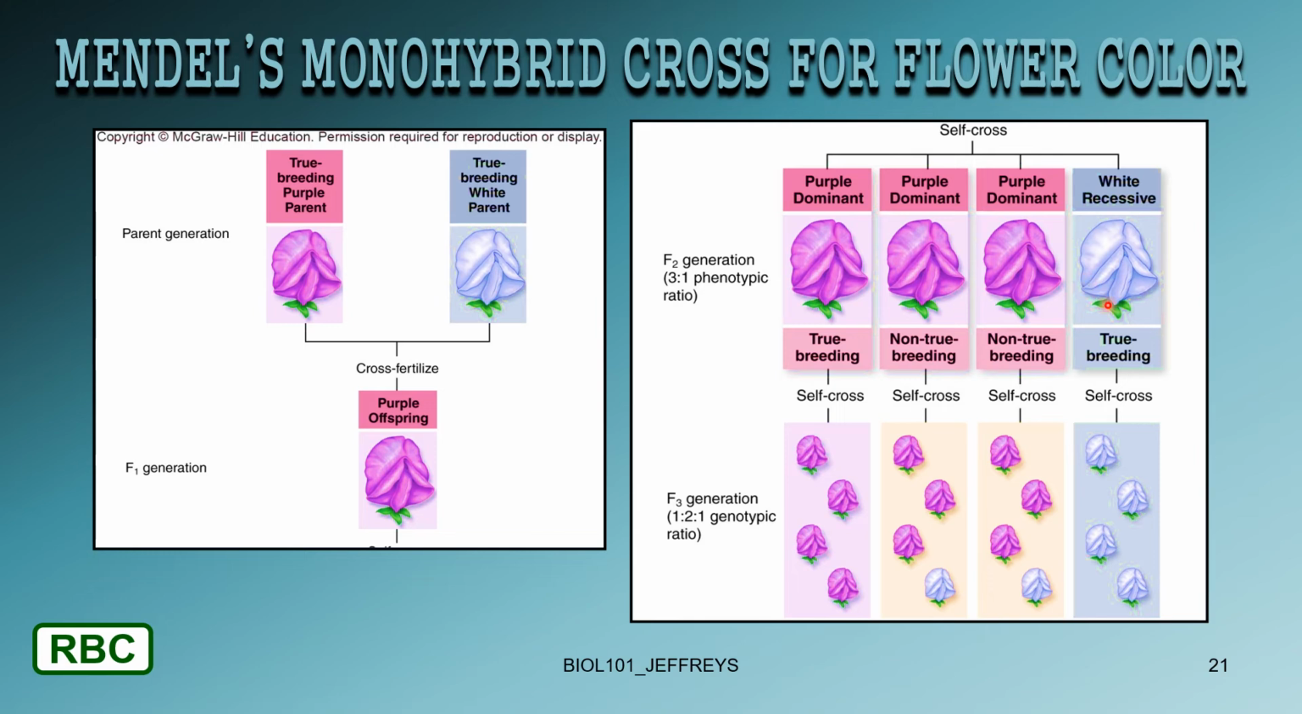What you see here is that in order to be white, it has to be homozygous recessive, little p, little p. And at least one of these three has to be homozygous dominant, big P, big P. The other two are going to be heterozygous, big P, little p. Right? So phenotypically, you get 3 purple to 1 white, a 3-to-1 ratio.